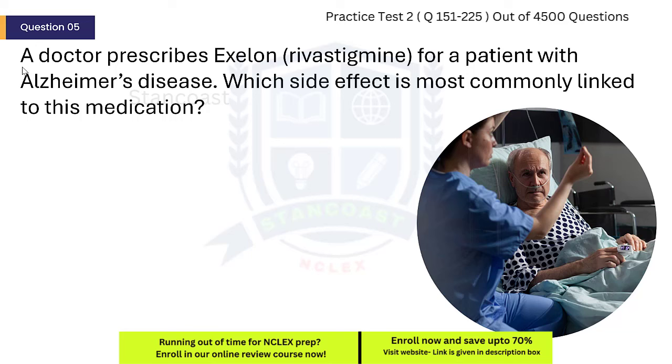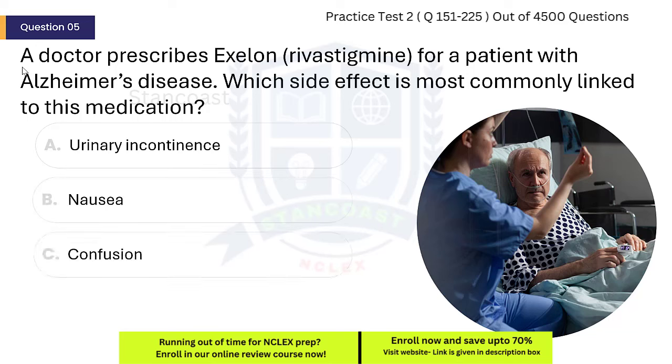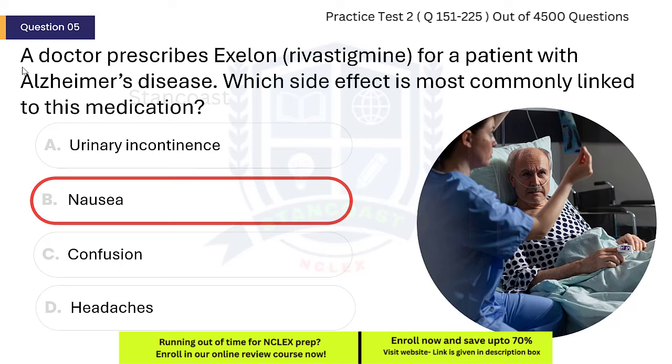Which side effect is most commonly linked to this medication? A. Urinary incontinence, B. Nausea, C. Confusion, D. Headaches. Consider the common side effects of medications for Alzheimer's. The correct answer is B.